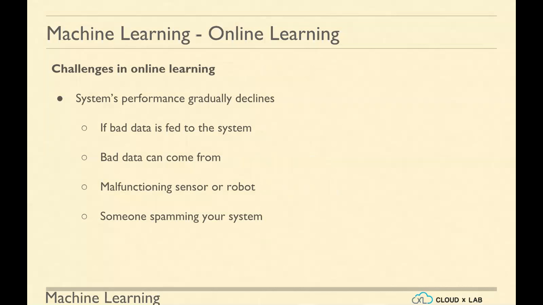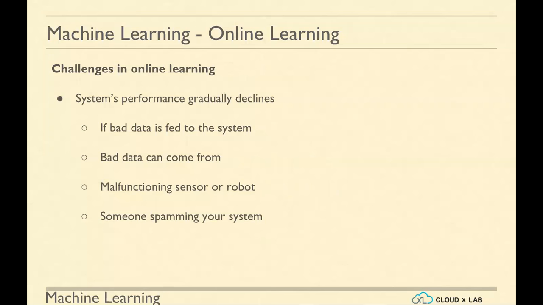The challenge in online learning is that the system performance would decline gradually as bad data is fed to the system. Bad data can come from maybe a malfunctioning sensor, or a bad robot, or maybe somebody is spamming your system.